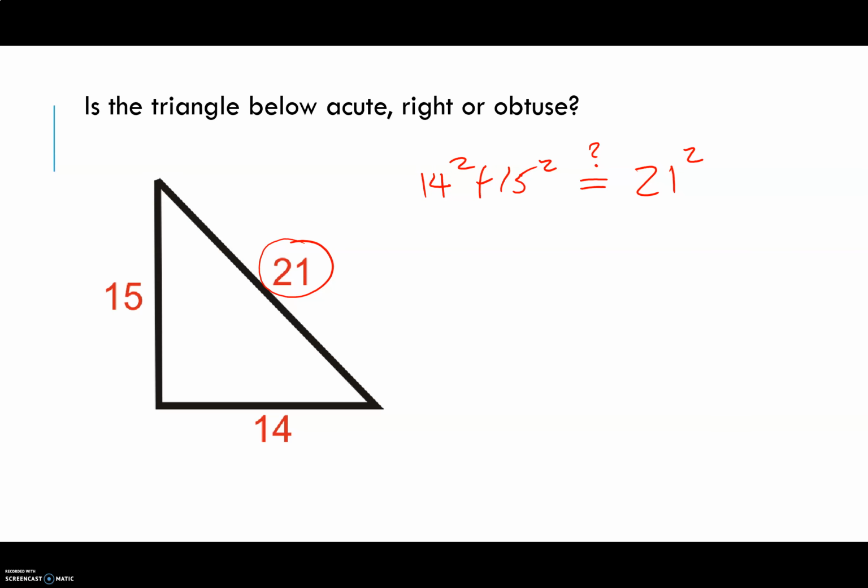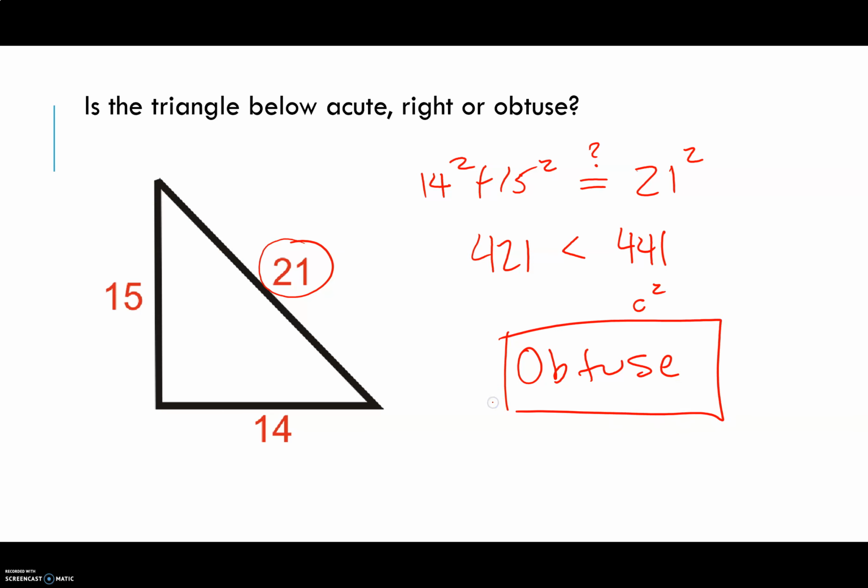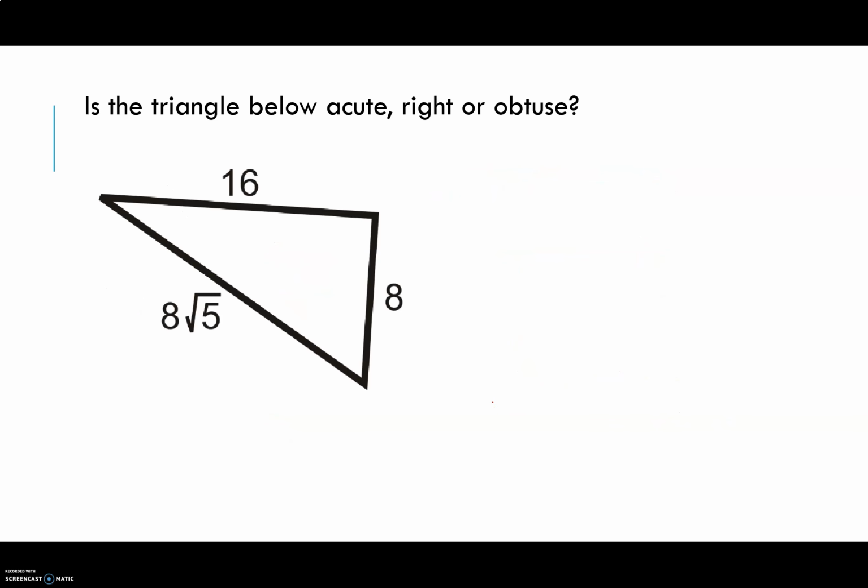Now, if you do 14 squared plus 15 squared, you get 421. And if you do 21 squared, you get 441. And so we see that the c squared side is the larger side. That means that the hypotenuse got bigger than it would have been if it was in a right triangle. That means this is an obtuse triangle. Let's do one more example.